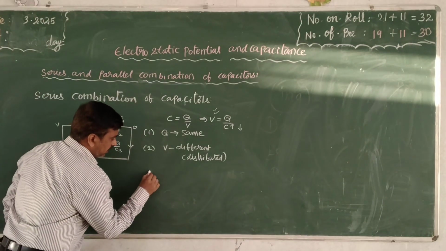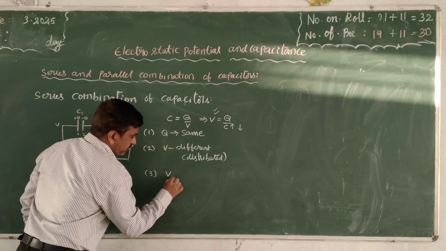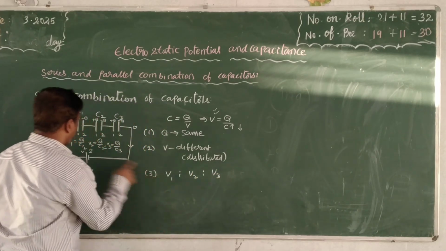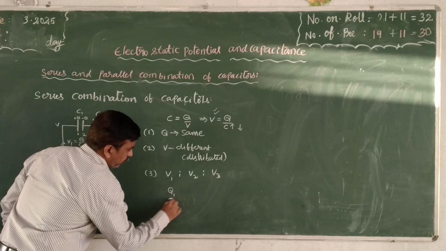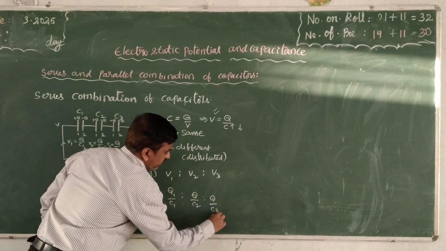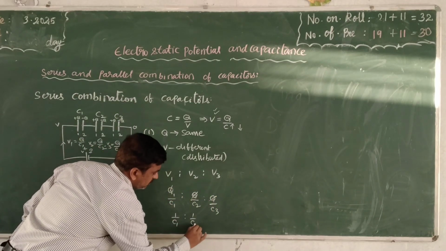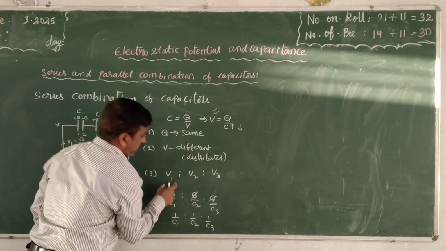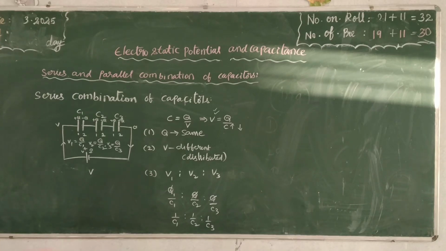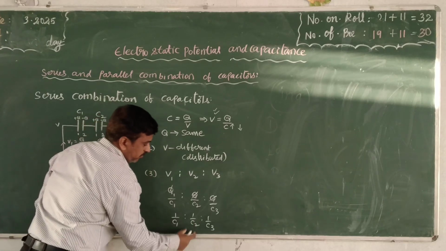What is the ratio of potentials v1 to v2 to v3? V1 is q by c1, v2 is q by c2, v3 is q by c3. Here q is common, so the ratio of potentials in the series combination of capacitors, v1 is to v2 is to v3, equals 1 by c1, 1 by c2, 1 by c3.